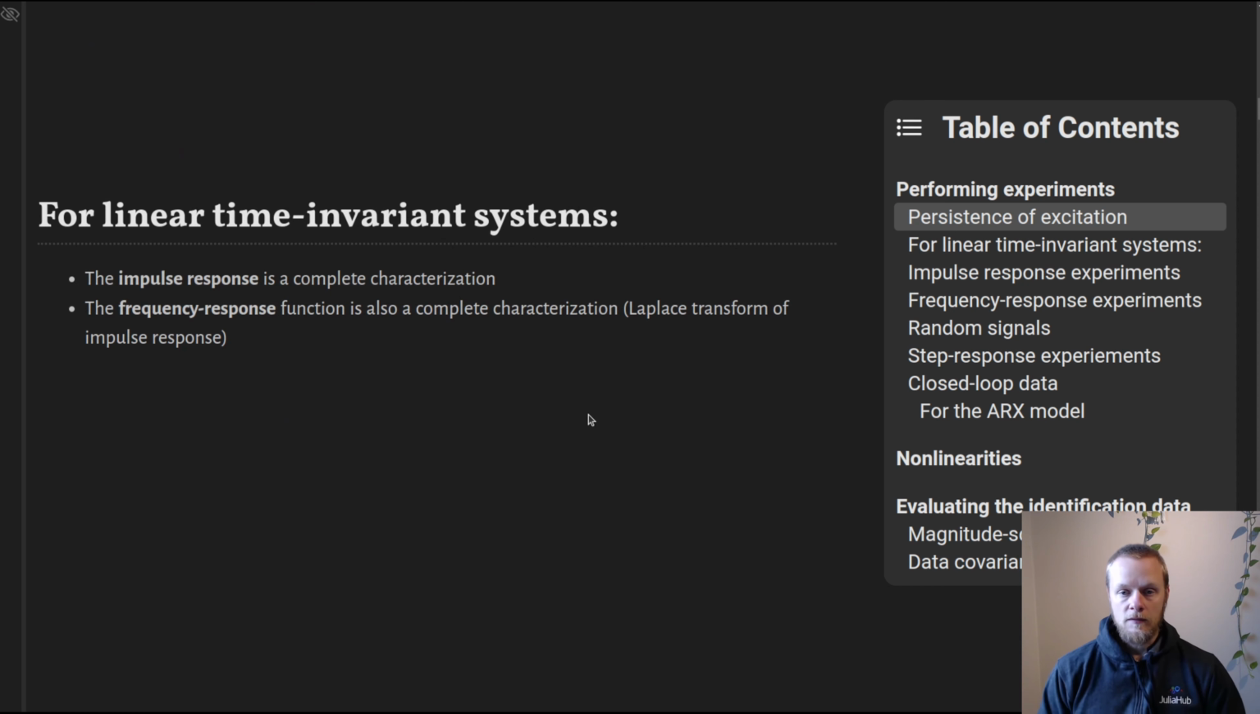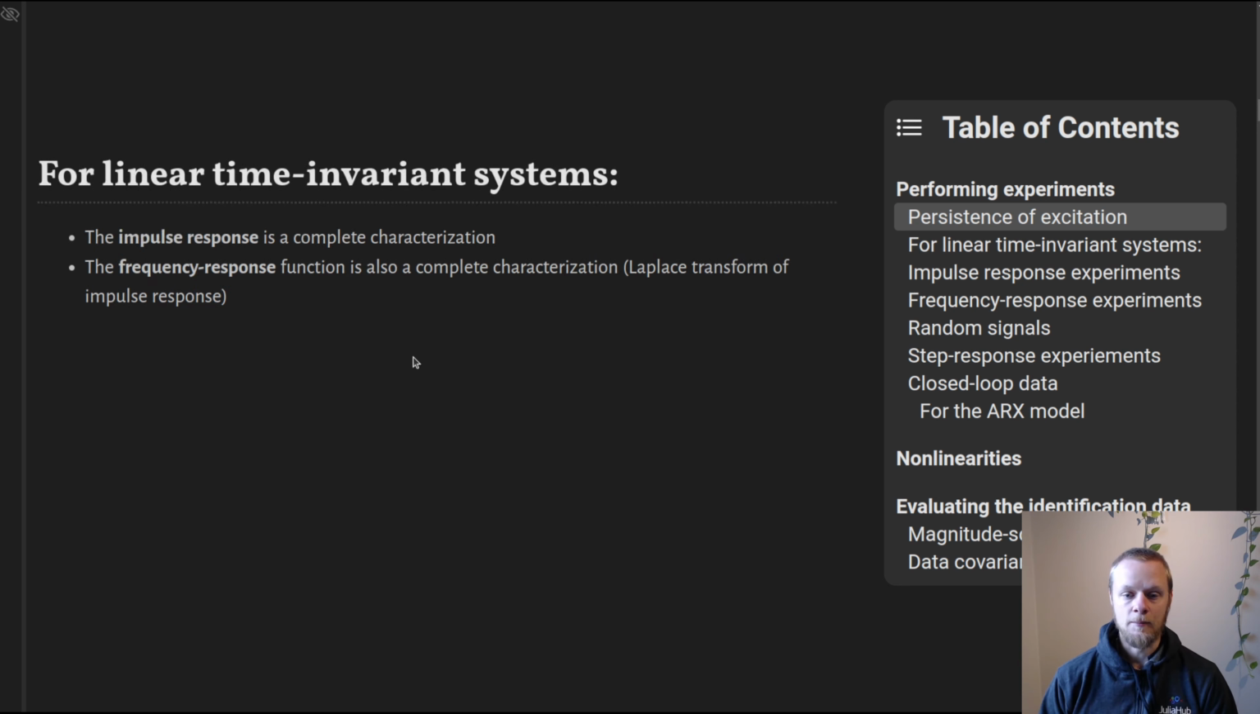So for linear time invariant systems, they have this very nice property that if we know the impulse response of the system, then we know everything there is to know about the system. And likewise, if we know the frequency response of the system, we also know everything there is to know about the system. And that's of course because the frequency response is the Laplace transform of the impulse response. So what is an impulse response?